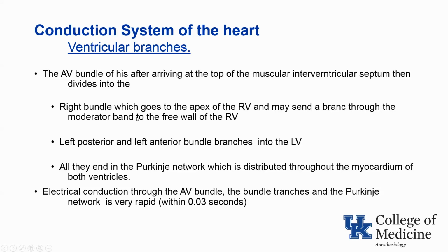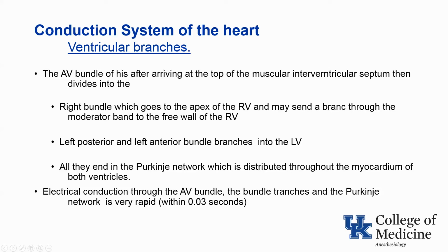The AV bundle of His, after arriving at the top of the muscular septum, then divides into the right bundle and the left bundle, which then divides into the posterior and anterior bundles. They then end up, all of these bundles, in the Purkinje system, which is distributed throughout the myocardium of both ventricles.